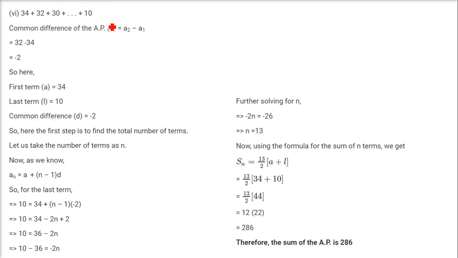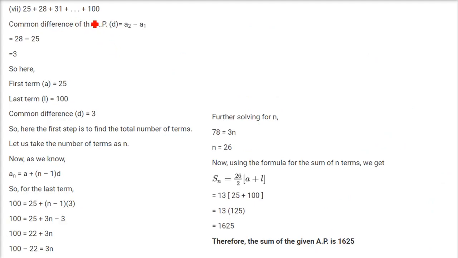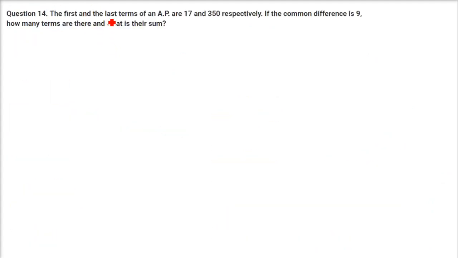This also you can do. This is quite simple. The first and the last term of an AP are 17 and 350. If the common difference is 9, so the first term A is 17, L is 350, and the common difference, that is D, is 9. How many terms are there and what is their sum?